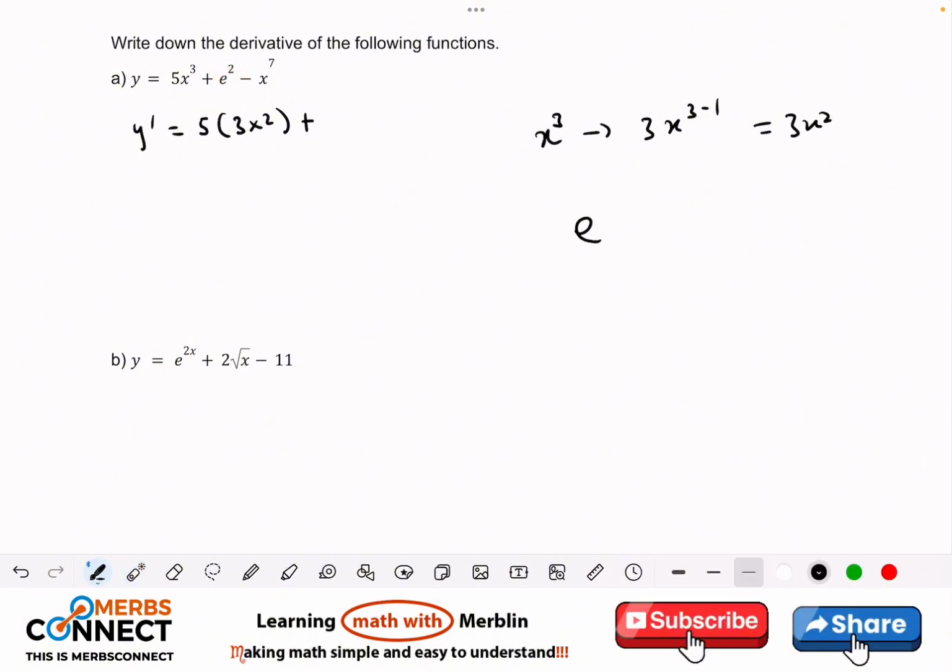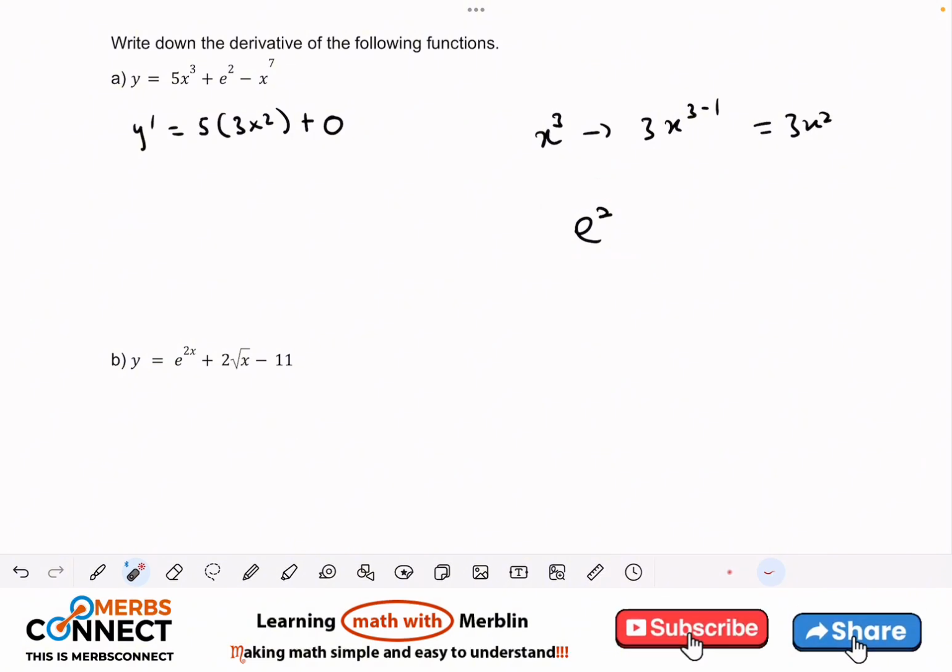What do we get? Now e squared, you can see that we are differentiating the function with respect to x. But this e squared here does not contain the variable that we are differentiating with respect to. So there is no x here. So this is a constant. And when we differentiate a constant, what do you get? We get 0. So take note of that. Anytime we are differentiating a function which does not involve the variable that we are differentiating with respect to, we are going to get 0.